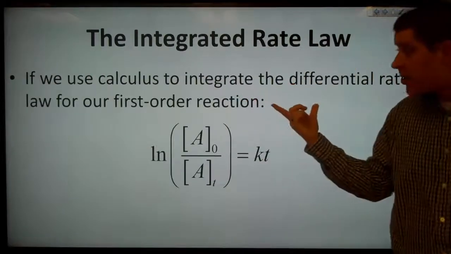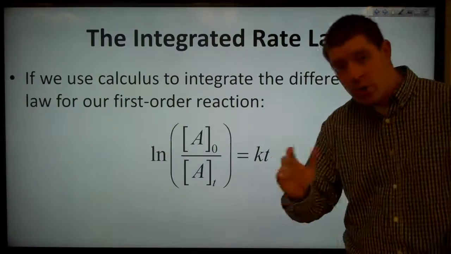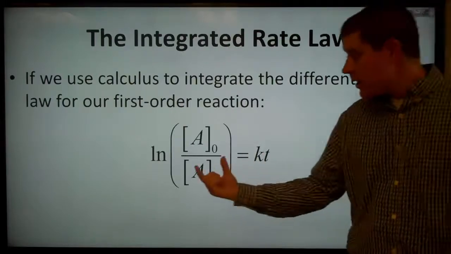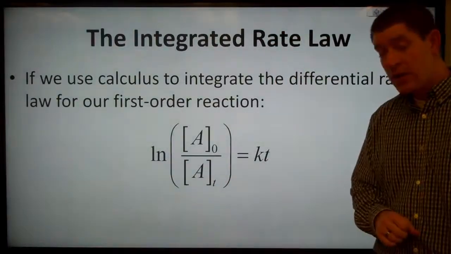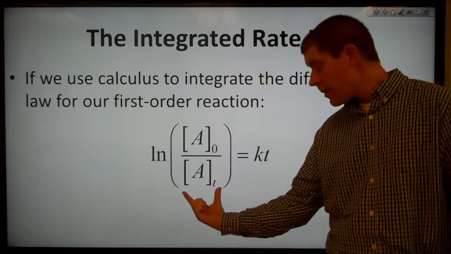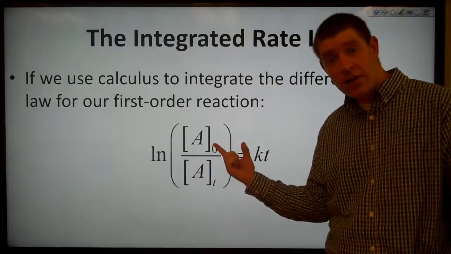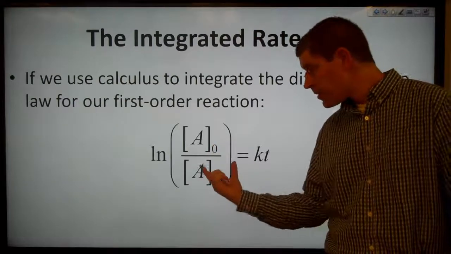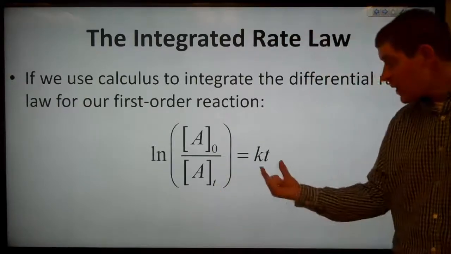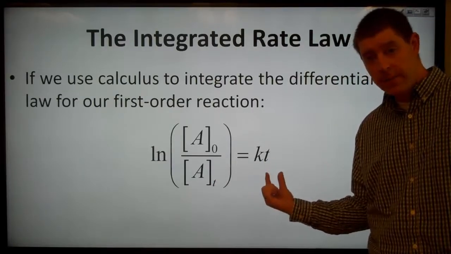If we use calculus to integrate the differential rate law for our first order reaction, then we get this. I'm not going to go through the derivation, but we get our integrated rate law, which is the natural log of the quantity [A]0 divided by [A]t. This is the concentration of A at time 0 divided by the concentration of A at time t, whatever time we're interested in looking at, and it is equal to kt, where k again is our rate constant and t is the time.